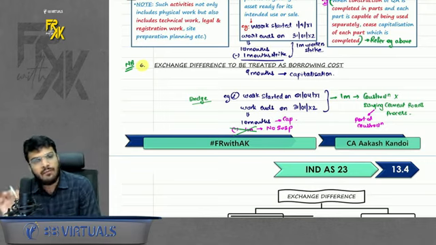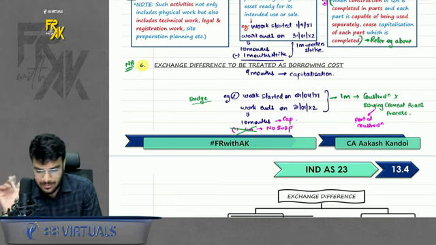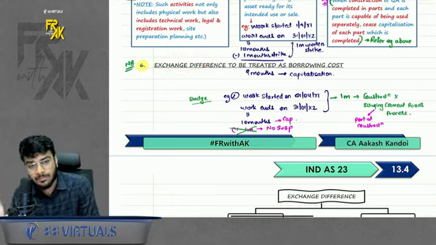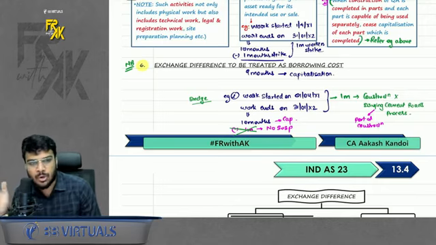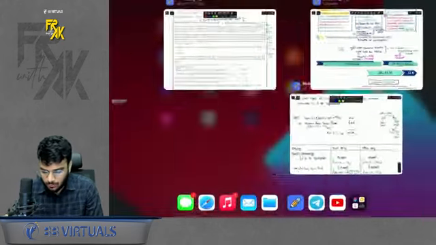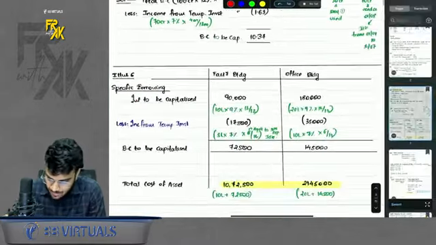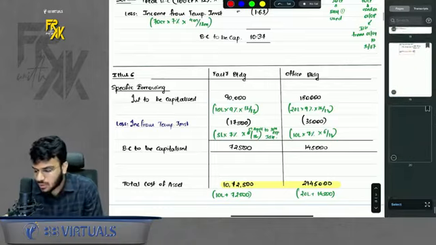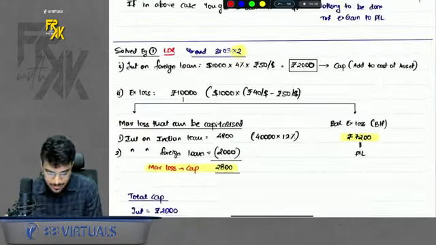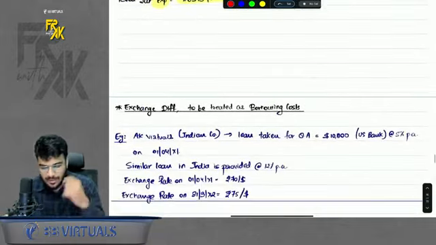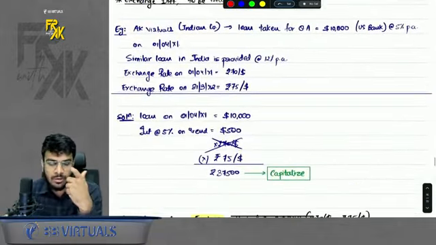Okay, so on foreign loans we have to pay interest. That interest is allowed to be capitalized, but sometimes you also incur exchange loss on the loan. Why? Because when you took the loan, maybe the rate was only, let's say, 70 rupees. Later on the rate went to 75. So there is an exchange loss now. So now what to do with this loss? As per Ind AS 23, some part of the exchange loss is also allowed to be capitalized.